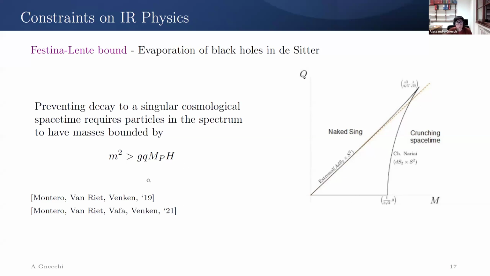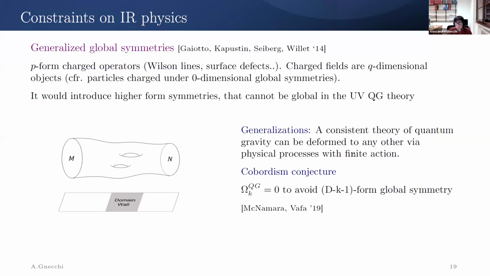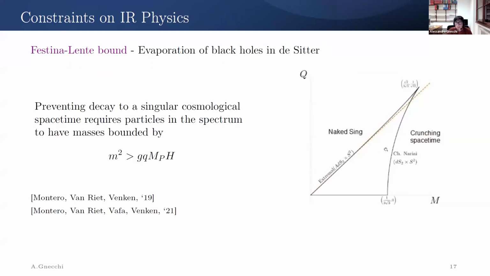These people asked what happens if a black hole evaporates by going outside of the phase space. And they found that falling out of this would lead to a crunching spacetime. And in order to prevent that, they derived a bound on the possible particles that are emitted in the evaporation of the black hole. So this is another issue that comes when one includes the dynamics of black holes in our effective theory.